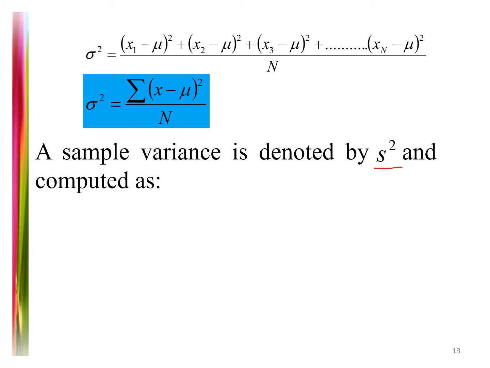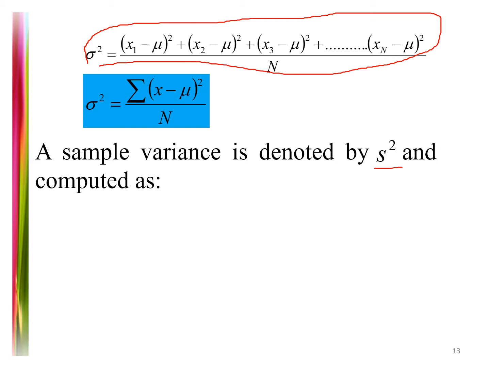For population variance, we calculate sigma squared equals x1 minus mu, that means population mean, squared, plus x2 minus mu squared, plus x3 minus mu squared, up to the last one, and divided by the total number of observations. So this is that formula: summation of x minus mu, all squared, divided by N.